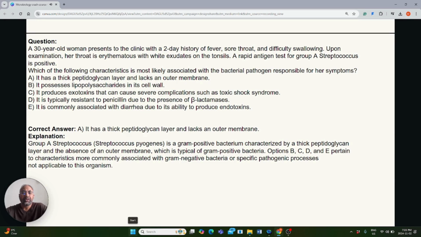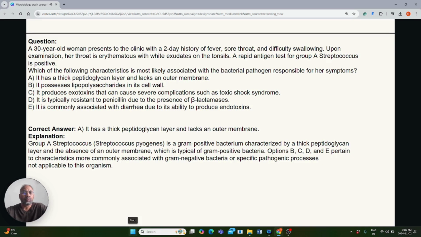A rapid antigen test for group A Streptococcus is positive. So it's also telling you about the organism. So the organism here is a group A Streptococcus. So what we are talking about here is basically strep throat. Okay, so this young woman has strep throat. So now the question becomes a little bit easier and more clear, which says: which of the following characteristics is most likely associated with this organism, which is group A Streptococcus.